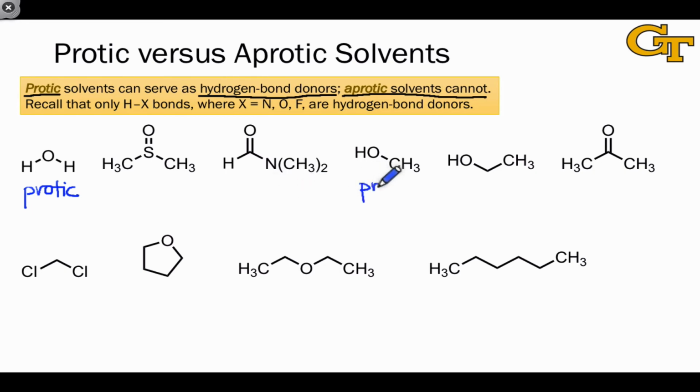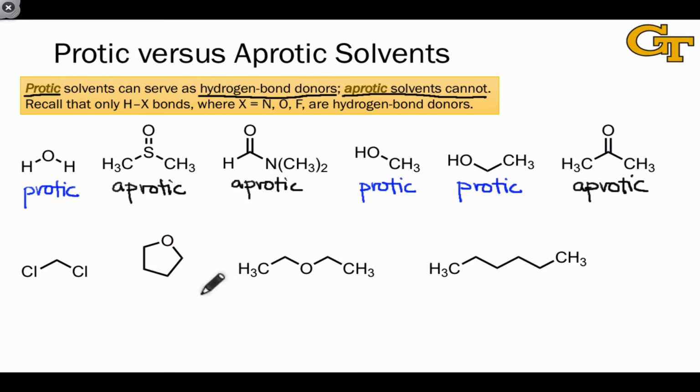Both methanol and ethanol, which contain the hydroxyl group, are of course protic solvents. And acetone, despite the presence of the oxygen, is an aprotic solvent. Nonpolar solvents are generally aprotic because the presence of an OH or an NH bond tends to lead to a polar molecule. And that's the case here.